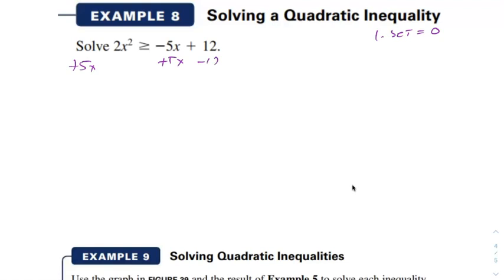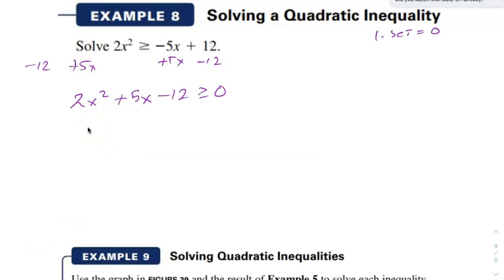Let's subtract 12. So 2x squared plus 5x minus 12 is greater than or equal to 0. Now we just got to solve this. We can solve any way we want. We can do quadratic equation, we can complete the square, or we could factor. Again, it is your choice.